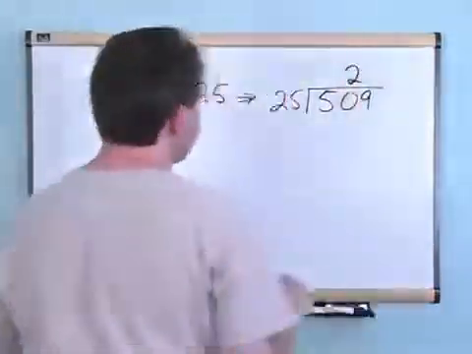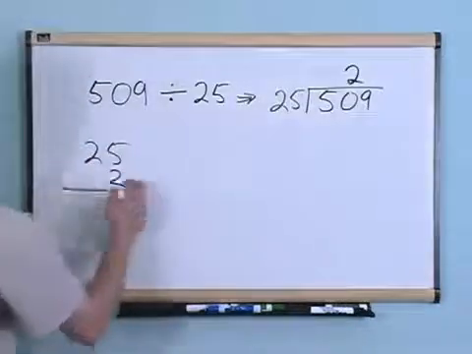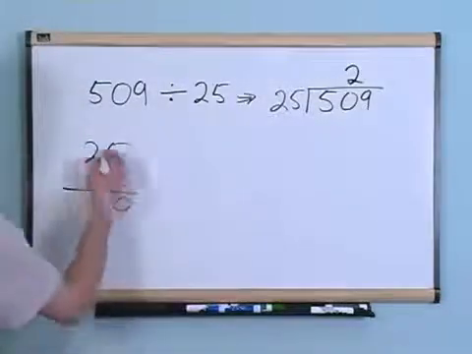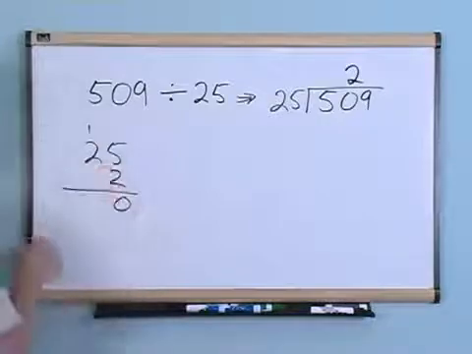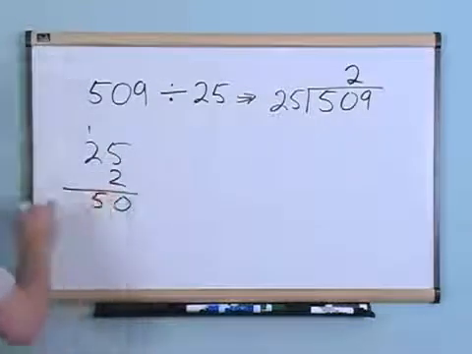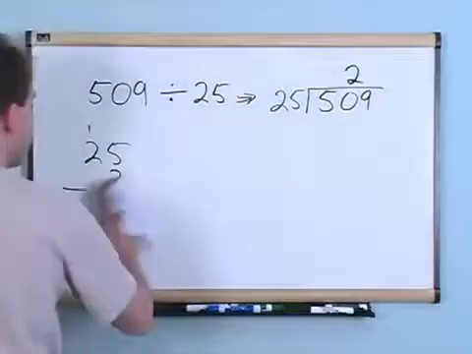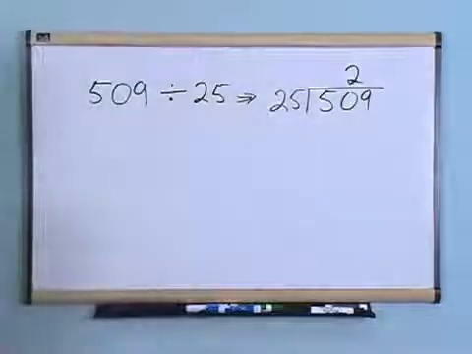25 times 2 is going to be 50, and let me show you how. 25 times 2. 5 times 2 is 10, so I'm going to write 0 here and put the 1 up here. 2 times 2 gives me 4, plus 1 gives me 5. So 25 times 2 does give me 50, and that's why I put it over there, okay?